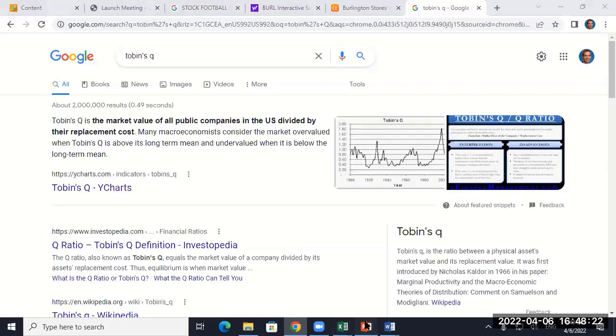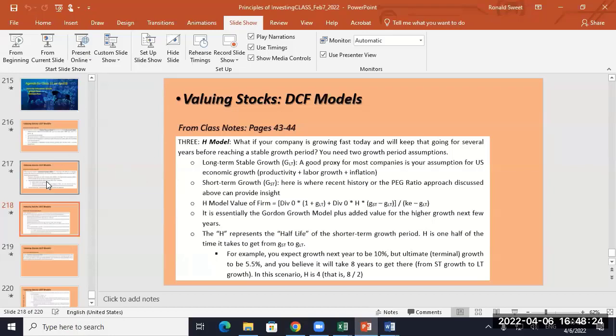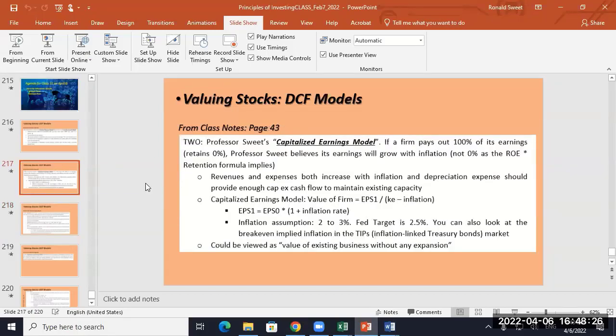So what I'm doing with my model is I'm saying, what is the existing business worth? And if it's trading for less than that and they've got new things they can do, that's probably a pretty cheap company. They can just keep doing what they're doing. They can add some new stuff. You've seen that in some places.